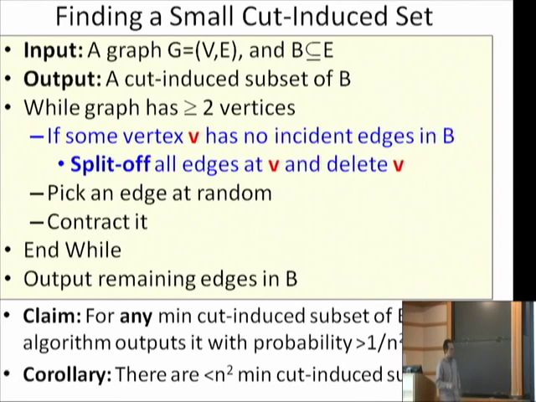Okay. So by an argument similar to Karger's argument, we can show that for any minimum cut-induced set, this algorithm outputs it with probability at least 1 over n squared. And so consequently, there are at most n squared minimum cut-induced sets. And similarly, if you introduce the factor alpha, it's still true. So that's the main cut-counting ingredient in our analysis.